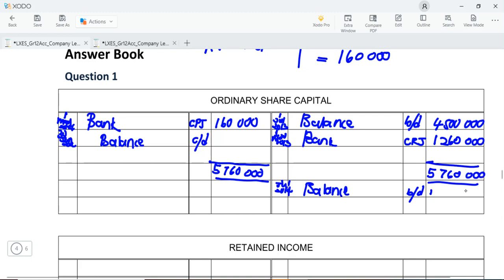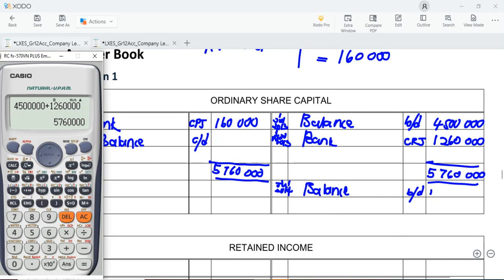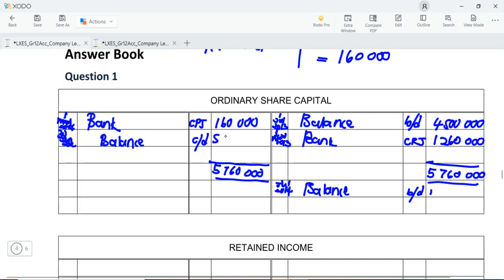So we want to check, what is the shortfall? What are we short by on the debit side? Because the balancing figure is here. So let's see. We'll take that answer and subtract 160,000, and then we'll get our answer. We are then left with 5,600,000. So our balance carried down here will be 5,600,000.